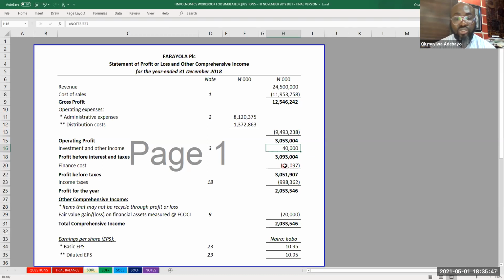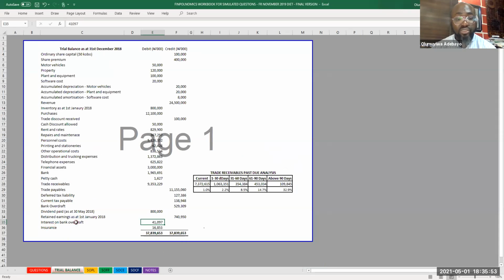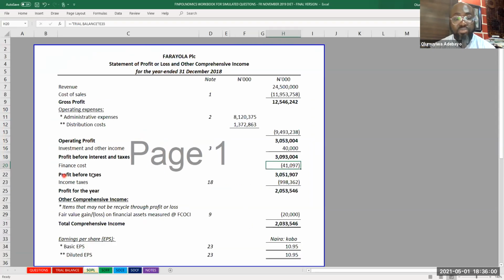Our finance costs, how do you arrive at our finance costs? It's in our trial balance. What is the amount there? In our trial balance, interest on bank overdraft, 41 million. That is there as our finance cost. And that gives us profit before taxes. Now, what is left for us is income tax.